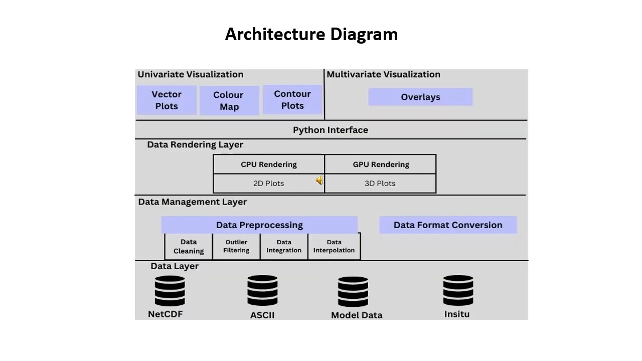Architecture diagram of the proposed methodology is given here. We can see the data layer, which will accept the different types of data. The data pre-processing and the data format conversion is integrated into the data management layer. Then we have the data rendering layer, which does the CPU and the GPU rendering for 2D and 3D plots respectively, which is connected to the Python interface, wherein we have a visualization layer which provides a univariate visualization as well as a multivariate visualization.